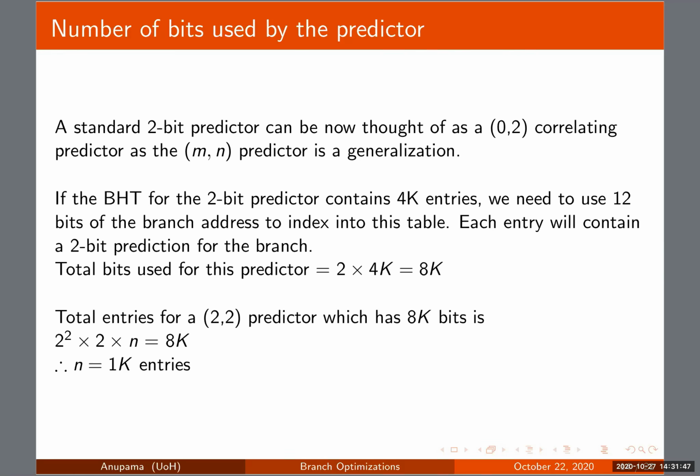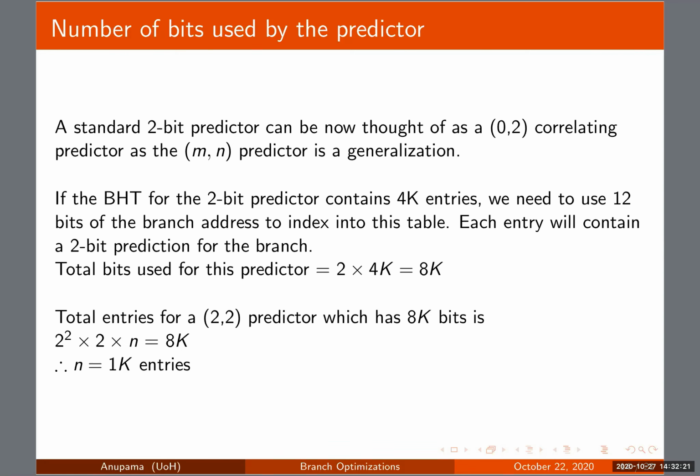One has 16K bits, another has 8K bits. It's not a fair comparison, because the more entries or bits you are allowed, the better your accuracy will be. So if we want to compare a regular 2-bit predictor with the (2,2) predictor, then we need to have the same number of bits in both predictors. So this is basically the calculation we have.